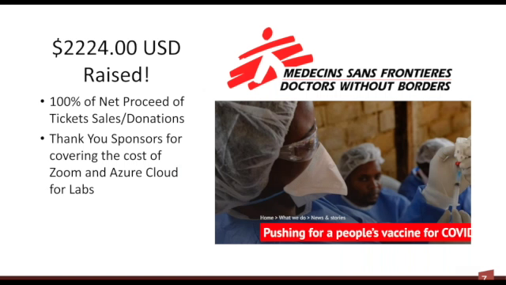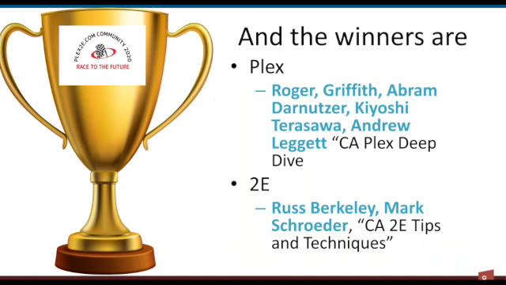The other thing we did is at the end of the conference, we had a vote for the best session, and we had four different tracks, one of them being the Spanish only track. The winners of each of those sessions, there they are. For the Plex session, it was myself, Abram, Kiyoshi, and Andrew, for the CA Plex deep dive session. I think it was actually the Plex tips and techniques session, so a little correction to be made there. On the TUI track, it was Russ Berkeley and Mark Schroeder for CA TUI tips and techniques.